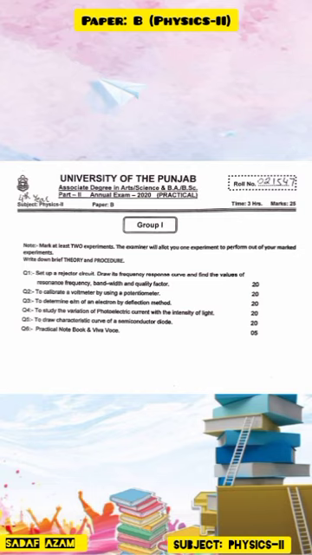Question number 1. Set up a rejector circuit. Draw its frequency response curve and find the values of response, resonance frequency, bandwidth and quality factor. Question number 2. To calibrate a voltmeter by using a potentiometer. Question number 3. To determine e/m of an electron by deflection method. Question number 4. To study the variation of photoelectric current with the intensity of light. Question number 5. To draw characteristics curve of a semiconductor diode. Question number 6. Practical notebook and viva voce.